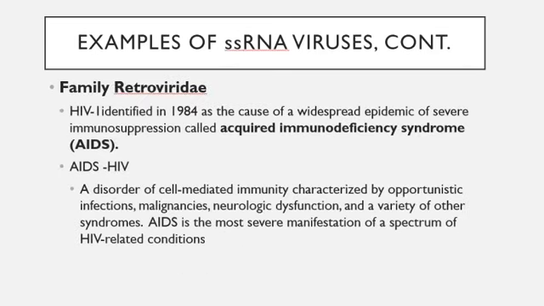The family Retroviridae falls under the single-stranded RNA viruses. HIV was identified in 1984 and was the cause of a widespread epidemic of severe immunosuppression called acquired immunodeficiency syndrome, or AIDS. AIDS is a disorder of cell-mediated immunity characterized by opportunistic infections, malignancies, neurologic dysfunction, and a variety of other syndromes. AIDS is the most severe manifestation of a spectrum of HIV-related conditions.